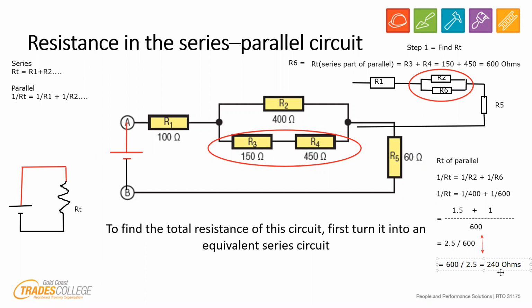Okay. Remember, I'm working out the parallel circuit. Now, you guys should know that the resistance total of a parallel circuit will always be less than the smallest resistor. Now, my smallest resistor of the two, one was 400, one was 600. The smallest one is 400. So my answer must be smaller than 400. I've got 240, which it is.